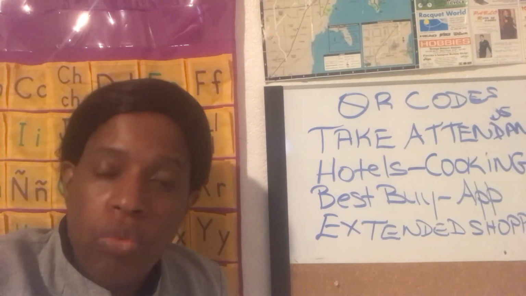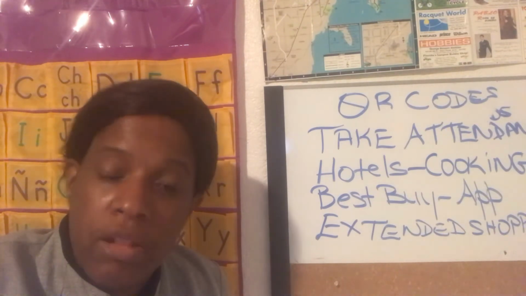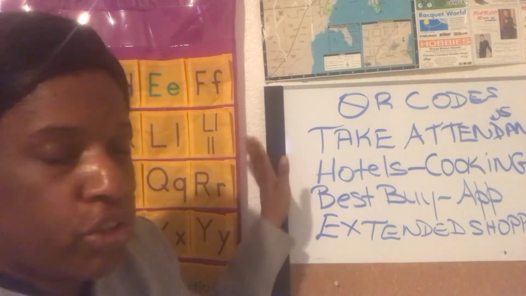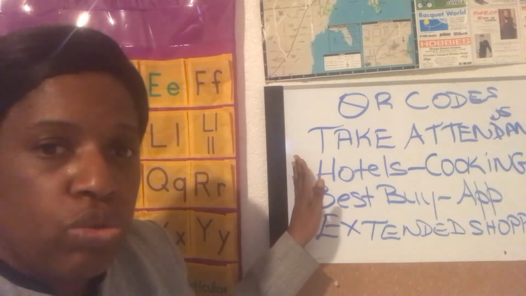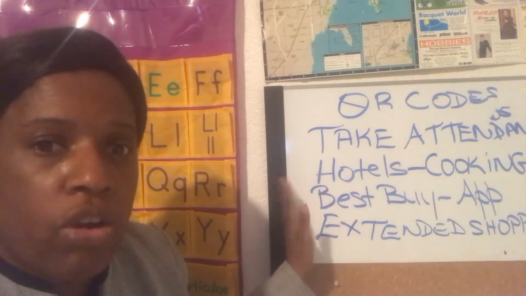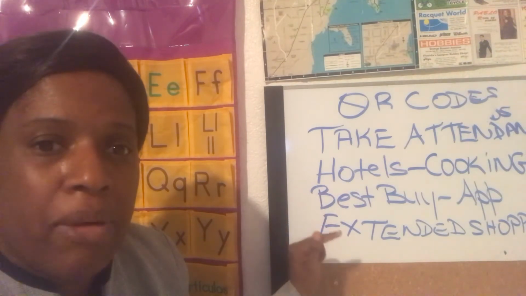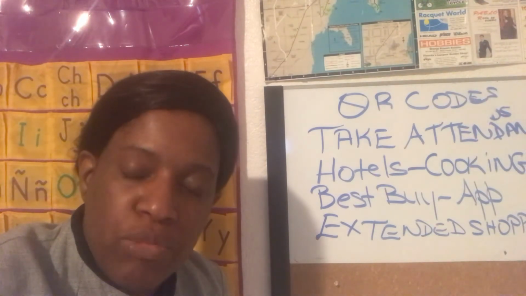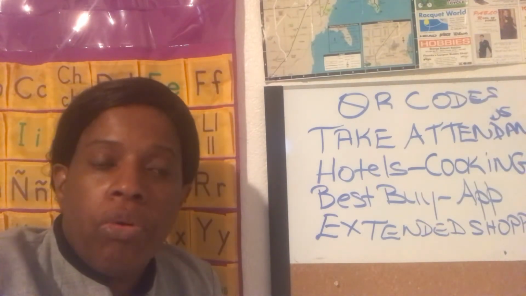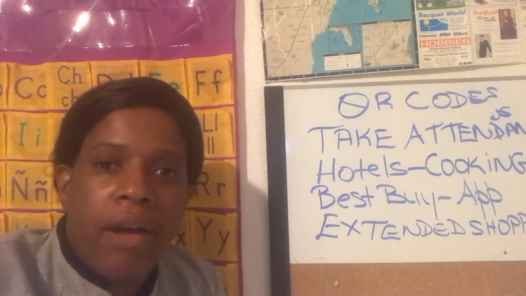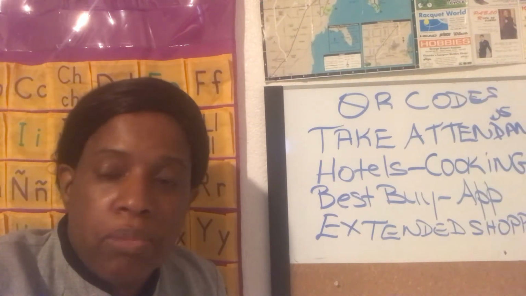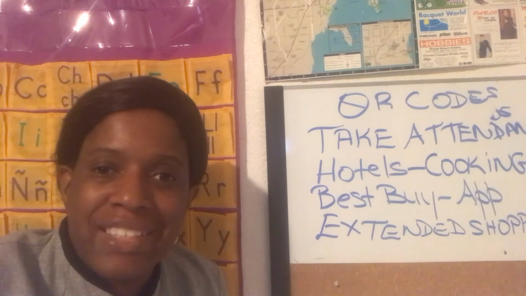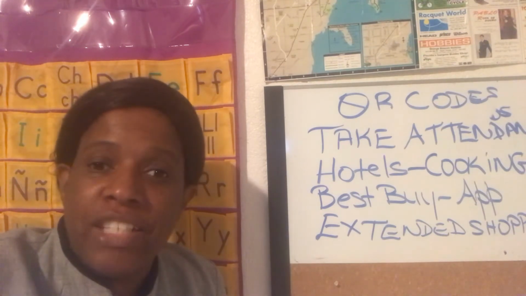So I want you guys to tell me how we're doing. If you understand what I meant when I talked about the QR codes, you should take attendance, use hotel for cooking, and then talk about what Best Buy does with the app and show extended shopping hours, and also they're using it now to create games to attract people. So please make sure you give me some feedback on what I explained today, and next we're going to be talking about other things in technology. Yes, we're going to do that.